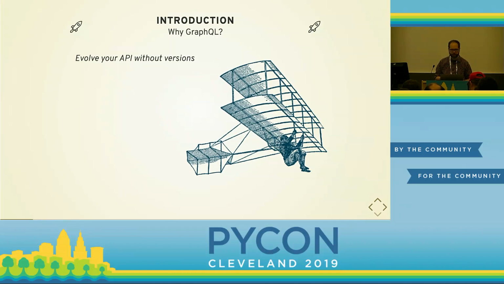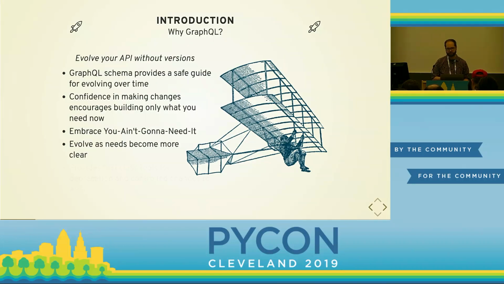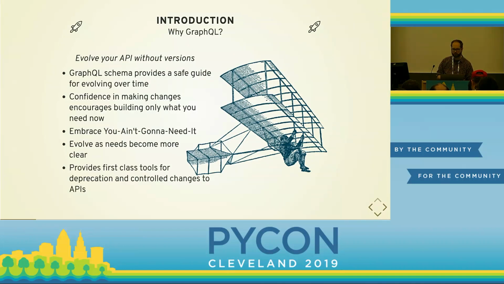We can also evolve our API without versions. So the GraphQL schema provides a safe guide for evolving over time. Confidence in making changes encourages building only what you need now, and embracing "you ain't gonna need it," or YAGNI, and evolving as our needs become more clear over time. We also have first-class tools for deprecation and control changes to APIs in case we can't evolve safely.